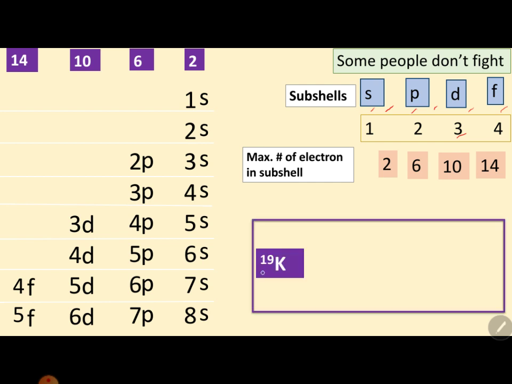The atomic number of potassium is 19. It means that we have to fill 19 electrons in these subshells. At first, electrons will go in 1s. The S subshell can hold 2 electrons, so we will write 2 as a superscript with S. This number shows the number of electrons in the subshell, and this number shows that subshell S belongs to shell number 1. After 1s, electrons will go in 2s.